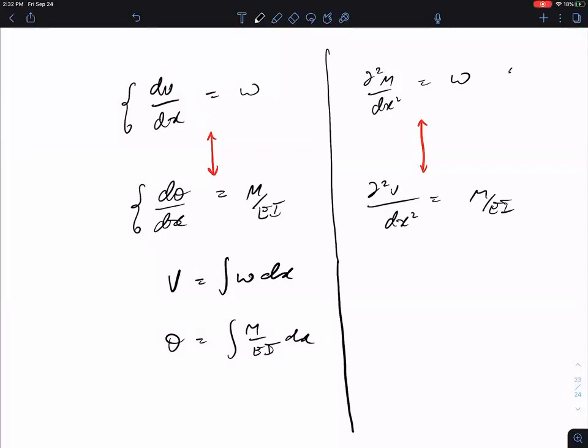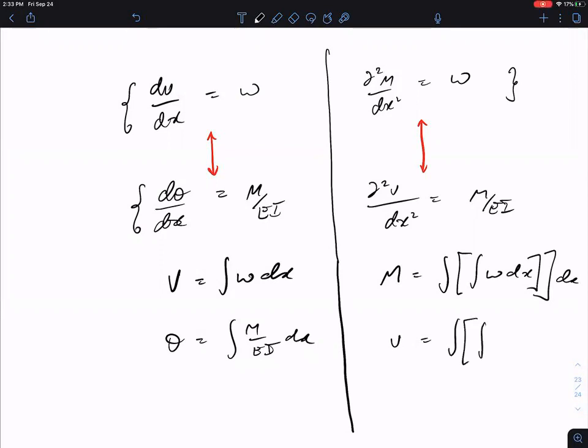Similarly, if we integrate this relationship twice, we get that the moment is equal to the double integral of the distributed load with respect to x, and the transverse displacement is the double integral of the M over EI function with respect to x.